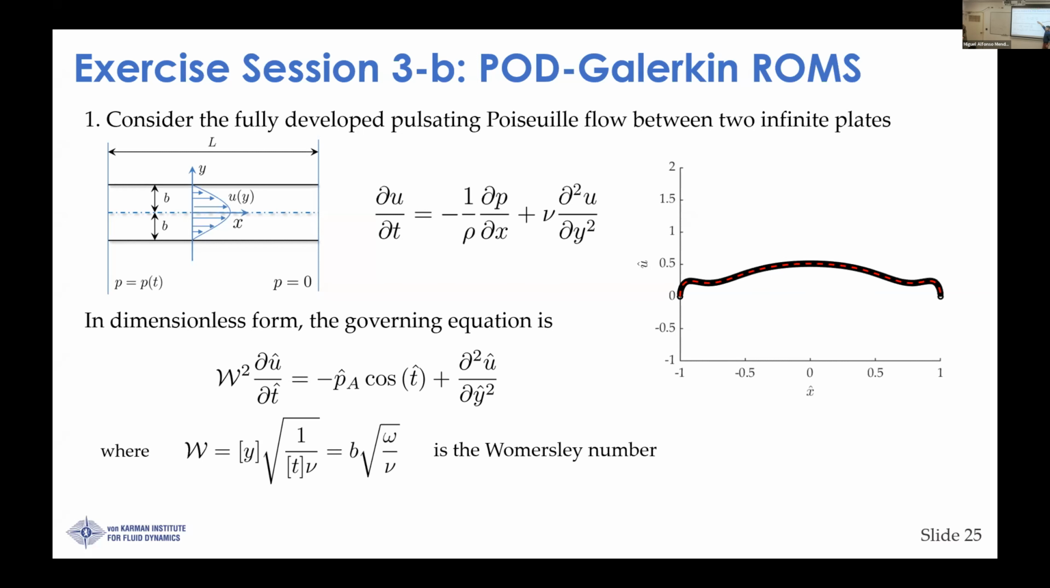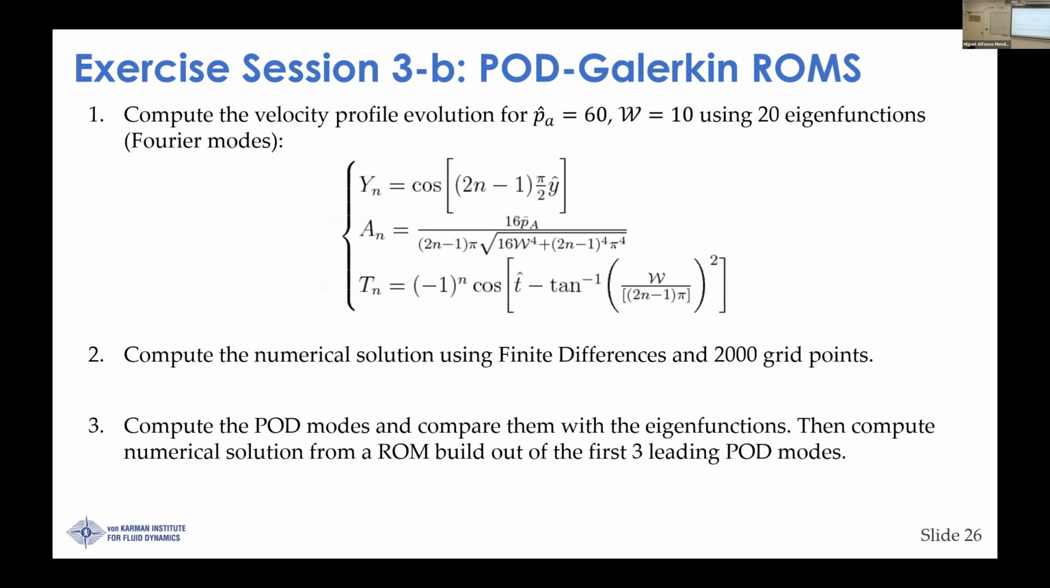Now, this has an analytical solution, which I provided you in the beginning of the code. And the analytic solution is something that looks like this. You have an expansion in eigenfunctions of the problem, which are cosine functions. And in the first part of the code, you will see that you can put this. We will pick p hat 60 and w10, which is also not too far from what happens in your veins, by the way. And from that, you can build the analytic solution using 20 eigenfunctions.